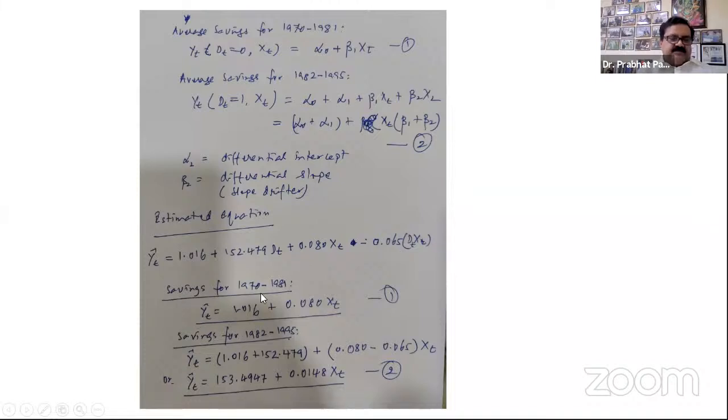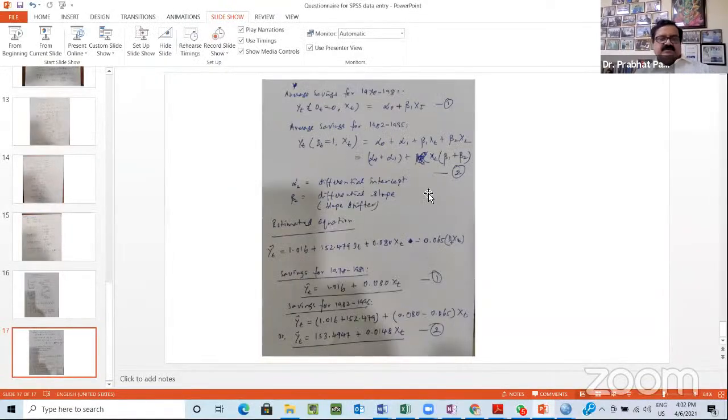So if we try and find out, the first equation is going to be y equal to 1.016 plus 0.080 xt. This is the first equation you get. A second equation, if you try and find out by putting the figures over there, you will get this equation, the second equation. If you want to check, we can divide the data into two parts and run separate regression, and you will see the same result appearing over there, right? So this is another application of dummy in front of you. Any question?